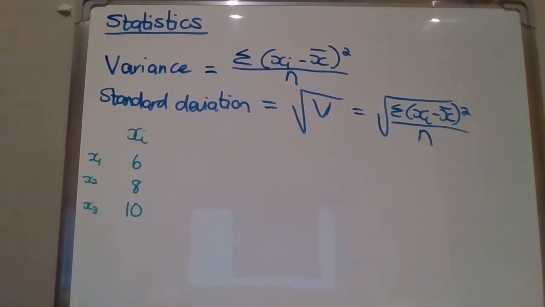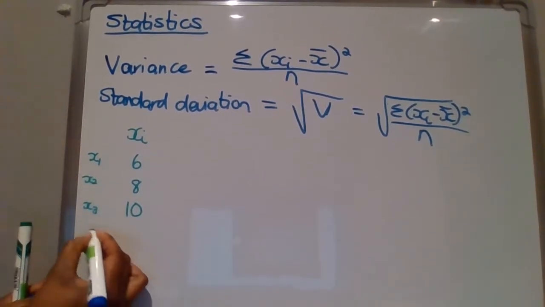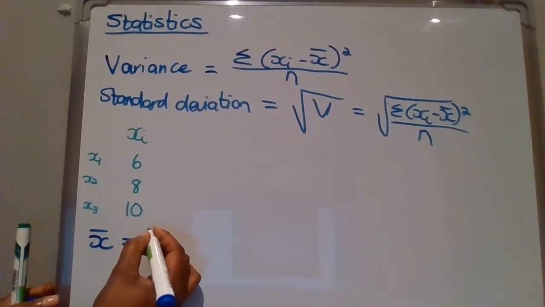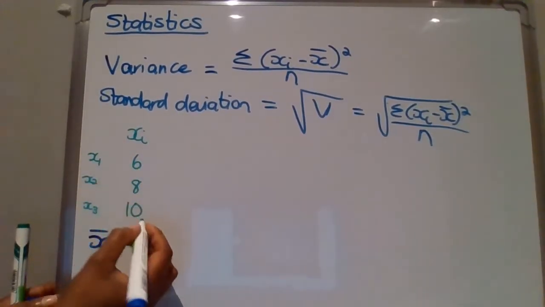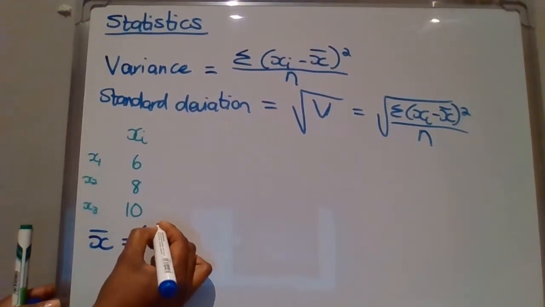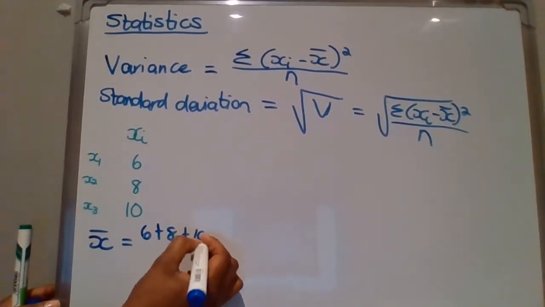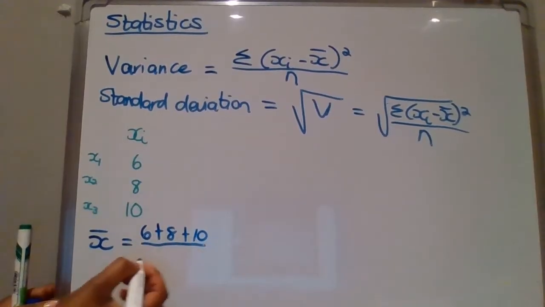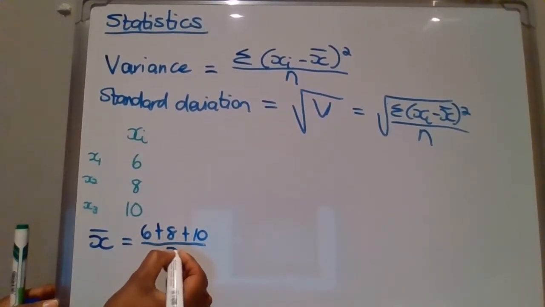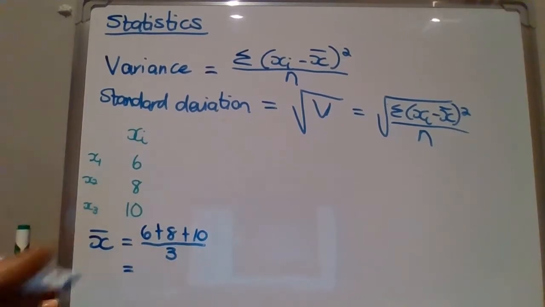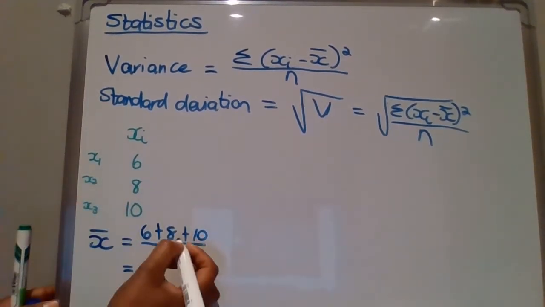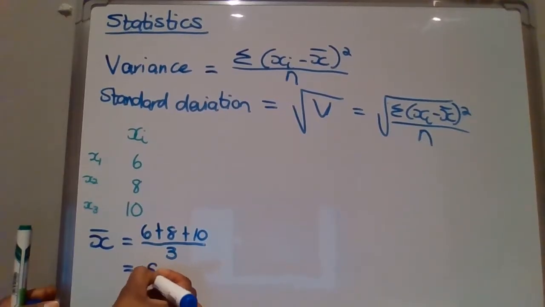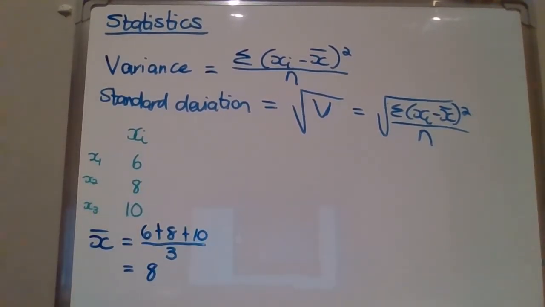So if that is my data set, now I'm able to calculate the mean. How do I calculate the mean? The mean is going to be the sum of my xi's. So the sum is going to be 6 plus 8 plus 10, divided by how many values I have in my data set. I have 3. Therefore my mean is going to be 24 divided by 3, which is equal to 8. So that is my average.